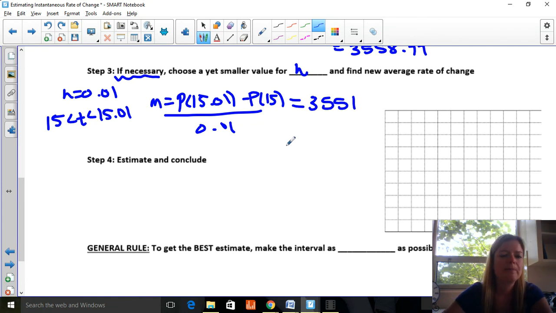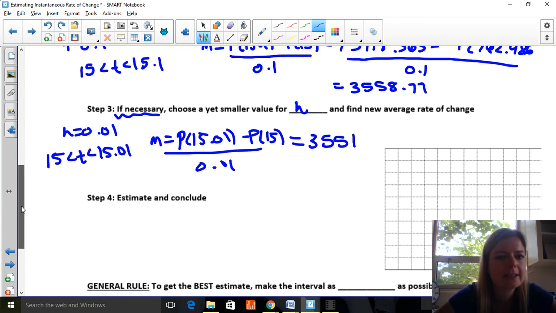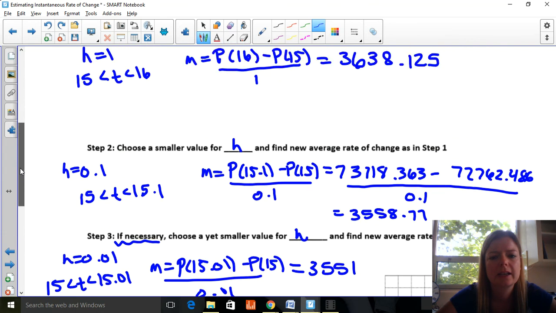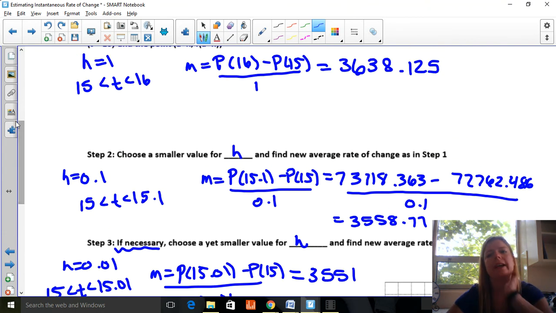Okay, so based on this, let's take a look at what we found. Our first answer up there was 3638, okay? So clearly, if we had just used our first answer, that wouldn't be right at all, because we know that the better estimate is about 3550 or 3551. So that's still quite a ways away. As we get closer, we get to 3558.